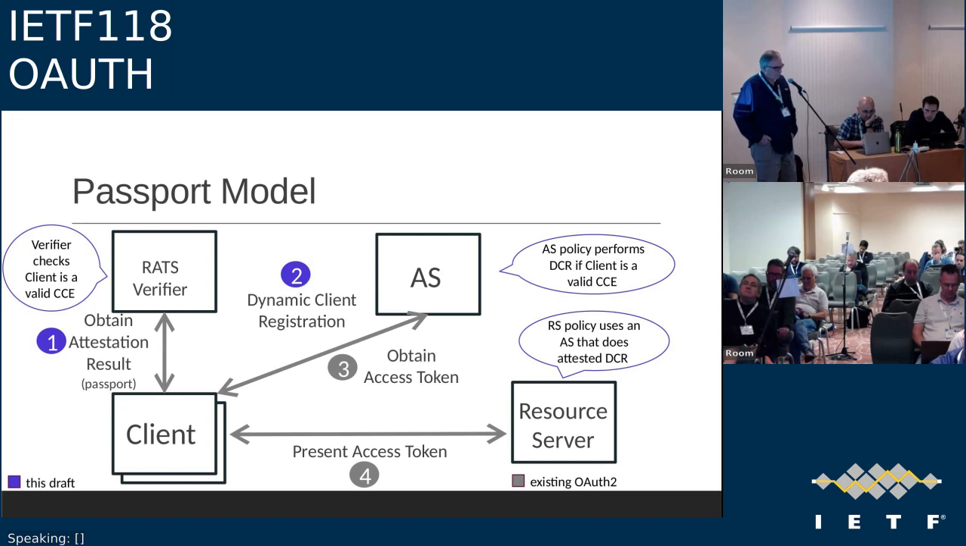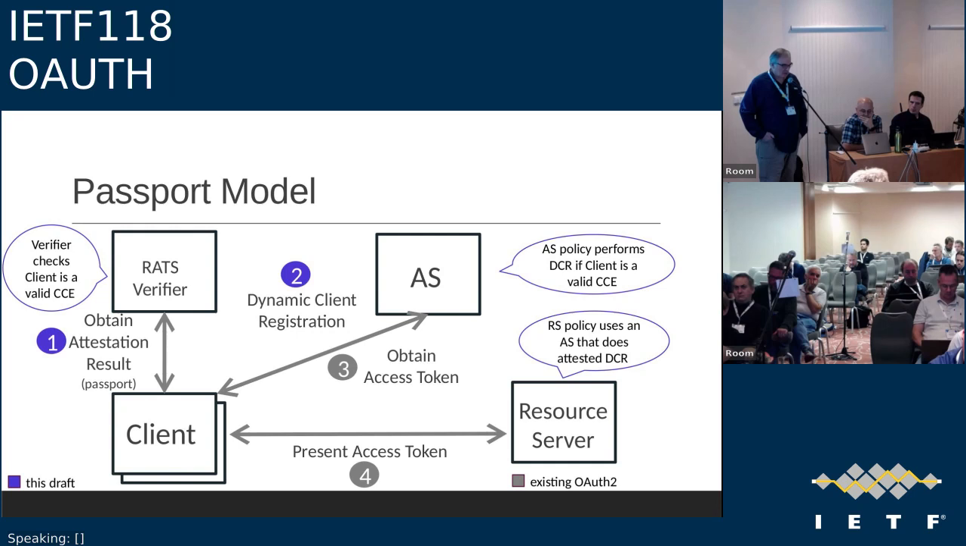Next slide. So what's going on in each of these steps? In the first step, the verifier checks that the client is a valid confidential computing environment. That could be based on lots of detailed information that can be obtained through attestation, and there's a variety of different formats for doing that. Then, as a condition of the AS granting the access token, it applies a policy that says if the client is within a valid CCE, then provision the DCR information into it. So this is based on configuration of the AS.